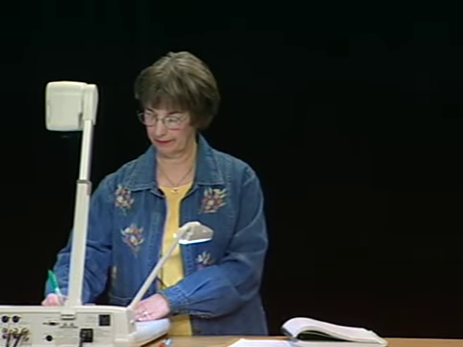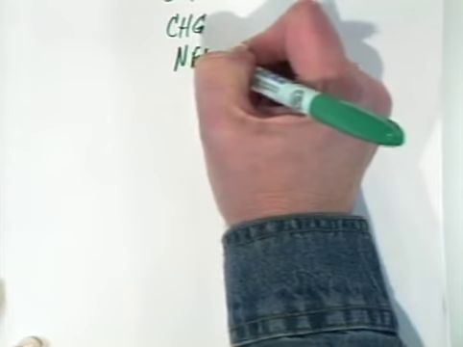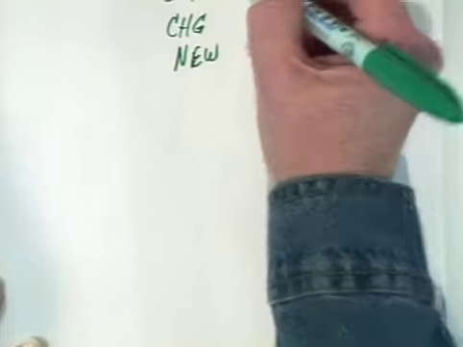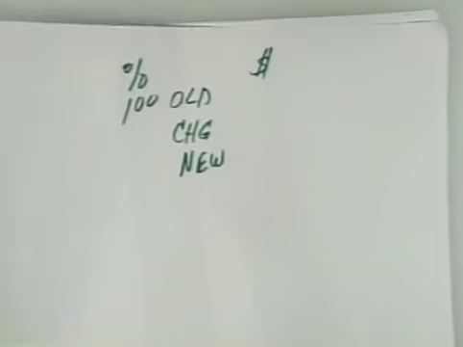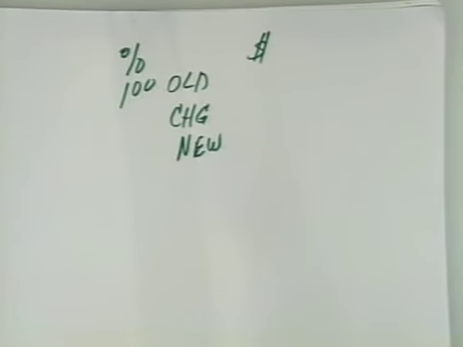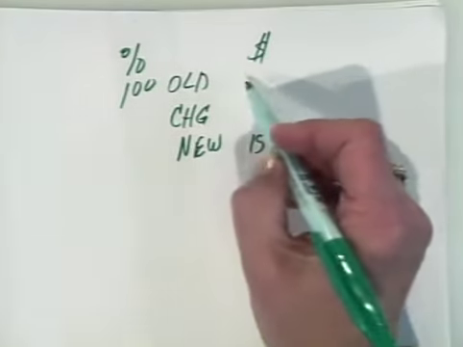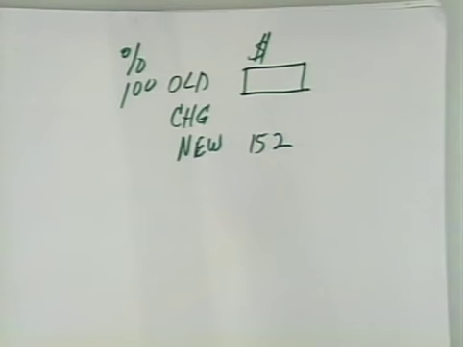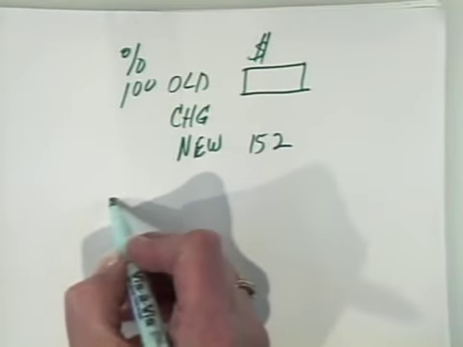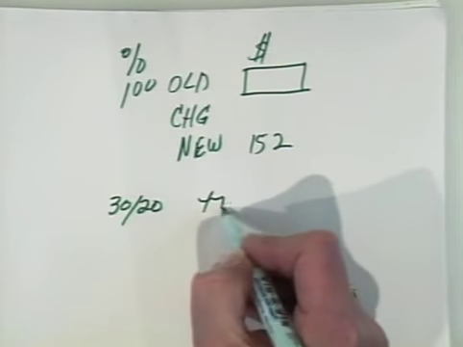So we're going to do this one old change new. And we know that we're always going to have the same original setup. We're going to put 100 under old. We know that the new price, the price that you actually paid for the lawnmower, is $152. And we know that we're looking for old, which would be the original or the list price. We need to get some things going over there in the column for percent. We know that we had a 30-20 trade discount.